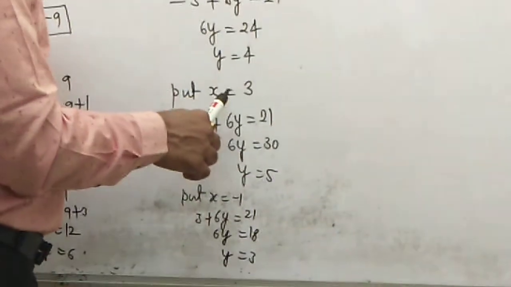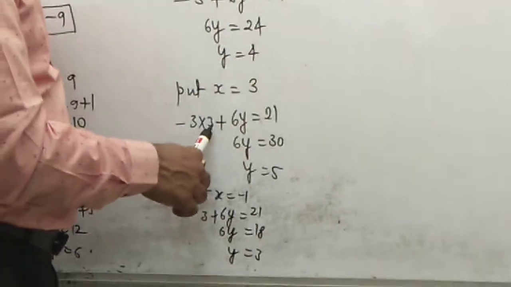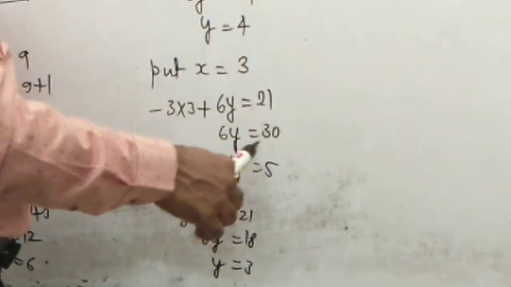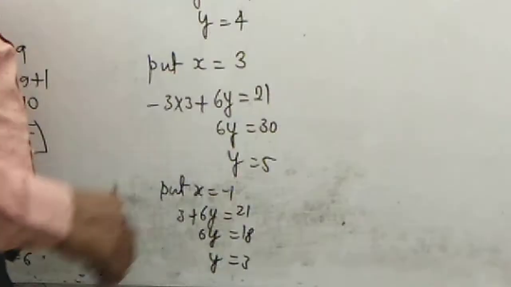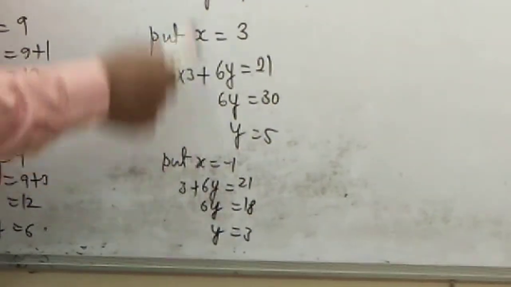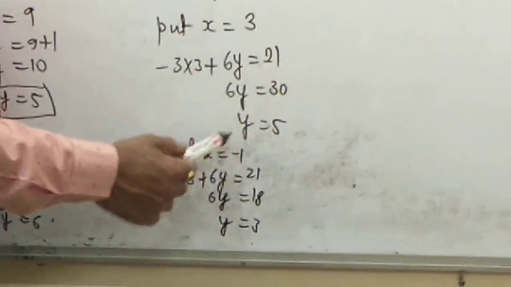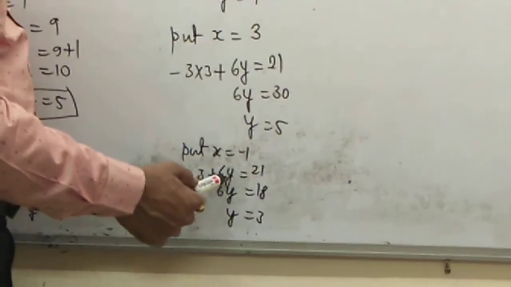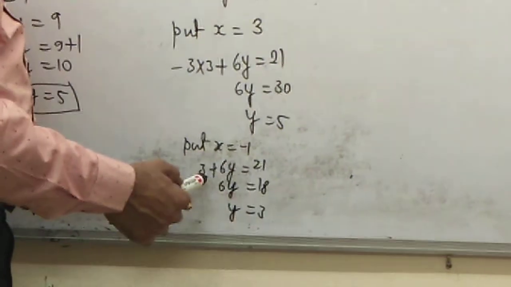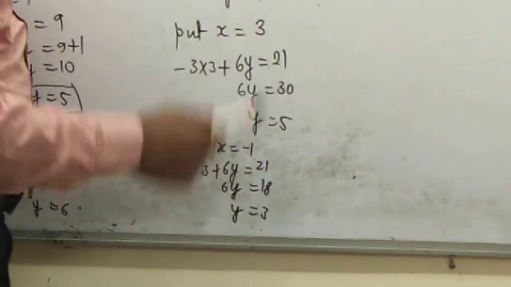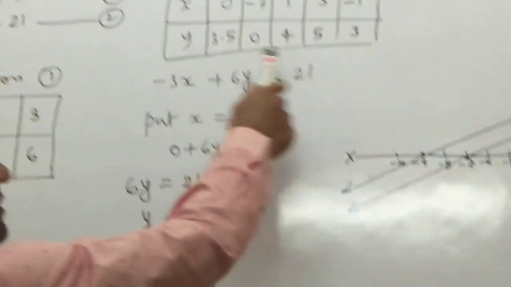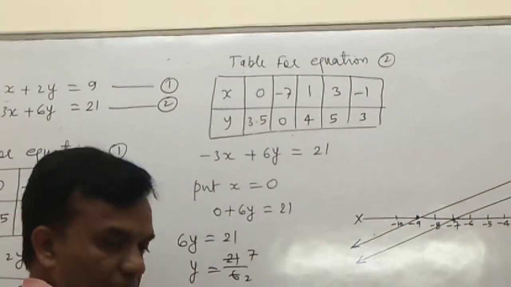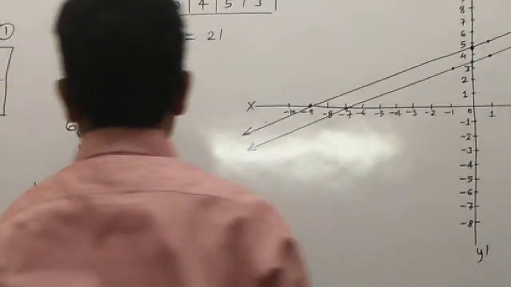Similarly, put x equal to 3. So minus 3 3s are minus 9, because 9 plus 21 is 30. So 6y equal to 30 means y equal to 5. And now again in the same way you put x equal to minus 1. And then minus minus is plus, so 3 plus 6y equal to 21, so 21 minus 3 is 18 and y is 3. So we have here 5 values we draw in the table. Okay, then all these points you draw on the graph.